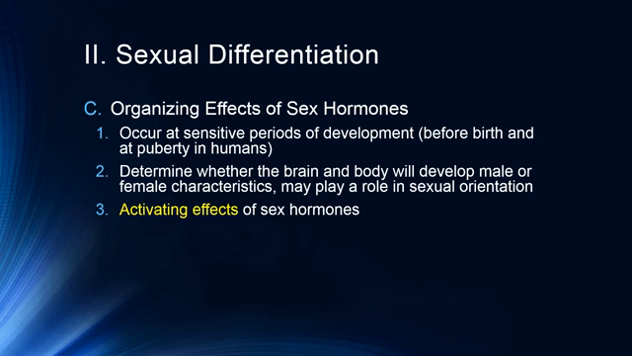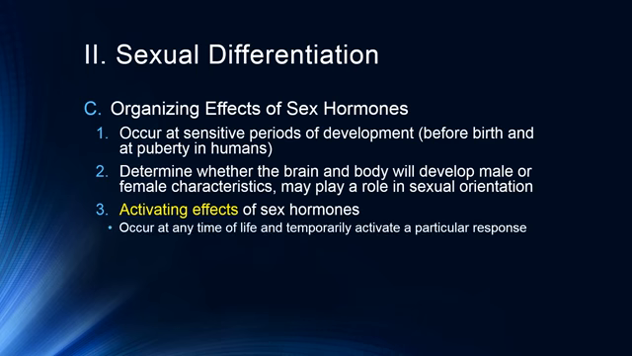We also know there are activating effects of hormones. The activating effects of sex hormones are those that have an immediate effect. They occur at any time of life and temporarily activate a particular response. For example, there is a generally accepted belief that there are gender differences between males and females in what's called a mental rotation task, which is a visual spatial task. Research has shown that if you give college-age females testosterone, it will immediately make them better at this kind of visual spatial task.